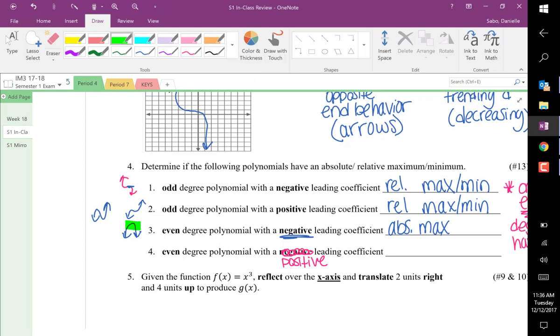Now the opposite here is going to be going up because it's positive. So I can have an absolute what? Min. The biggest thing that you need to walk away with is even degrees are the same direction. So that means that there will be an absolute max or min.